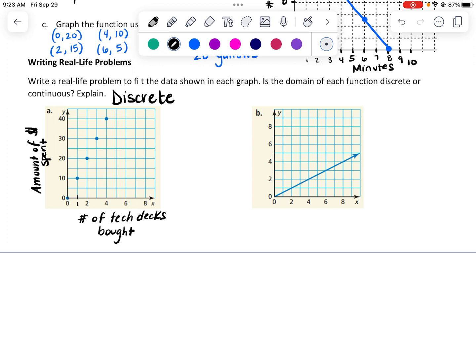Looking at this last example, we would do continuous. And I would just make this time. I love making my x value time, and then my y value I would make something. So maybe this is the time versus the distance a bird traveled.